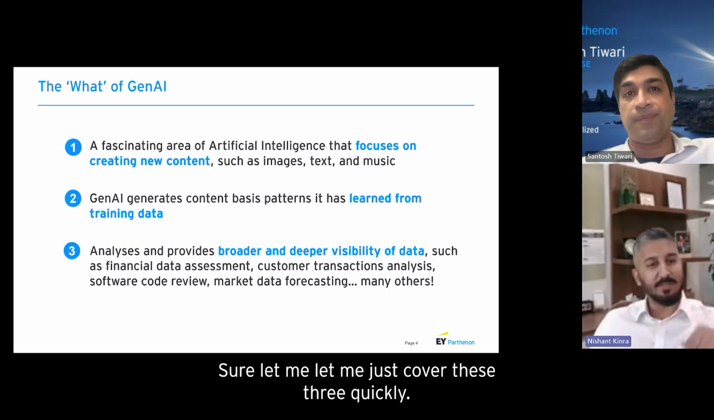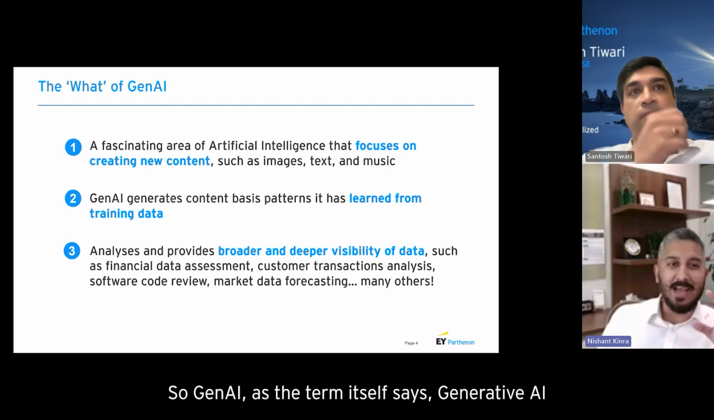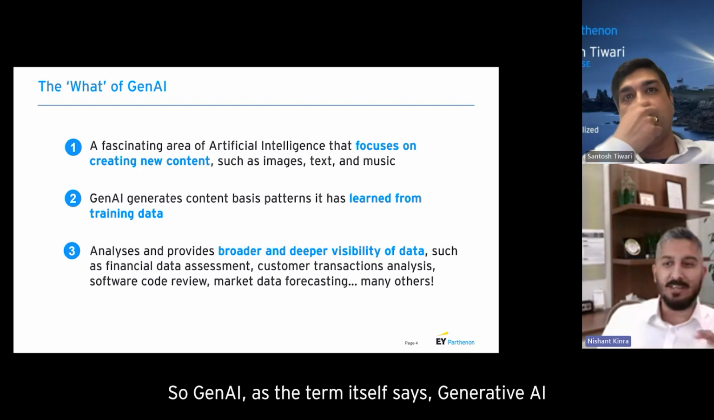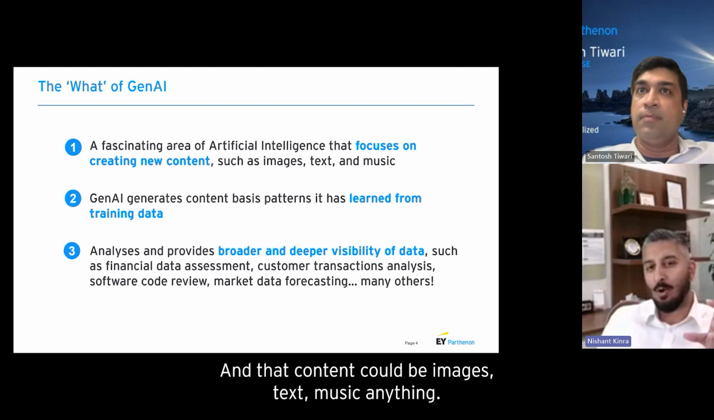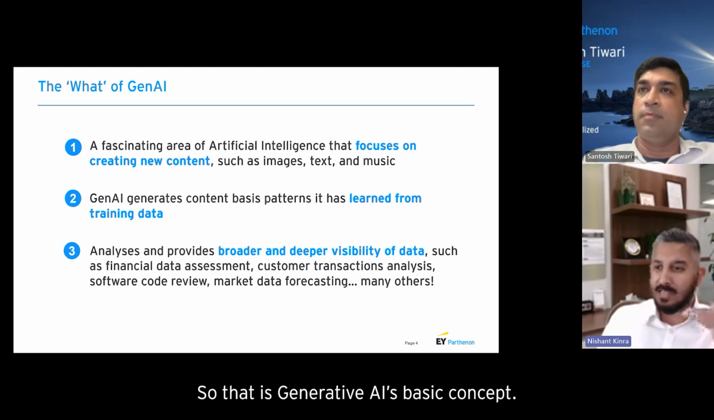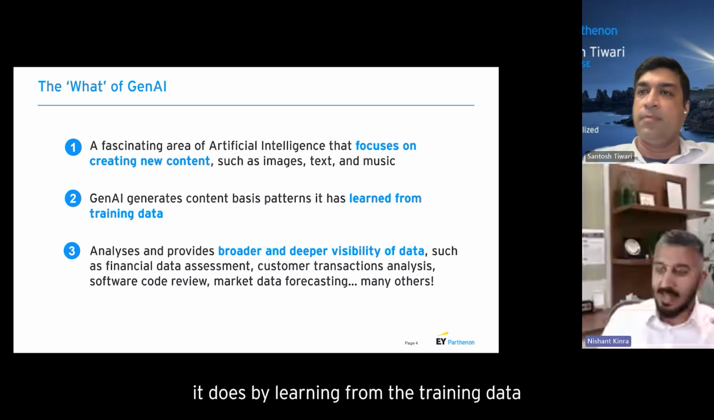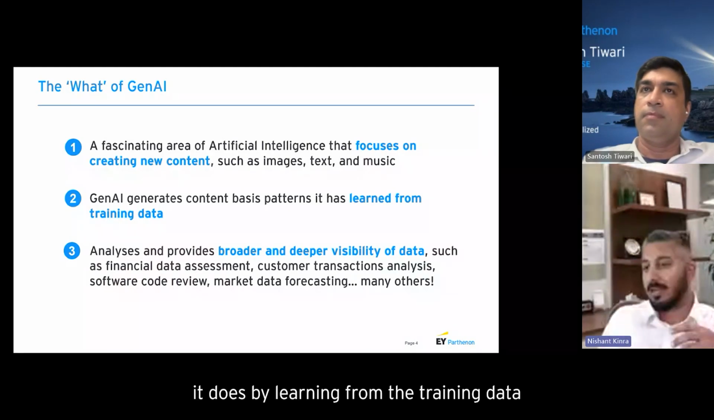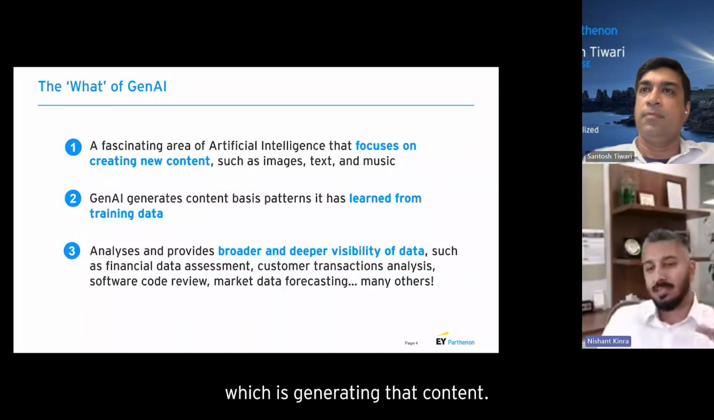Sure. Let me just cover these 3 quickly. So what is Gen AI? Gen AI, as the term itself says, generative AI. So what does it mean? It's focusing on creating content, and that content could be images, text, music, anything. So that is generative AI's basic concept. But what's the second one? How does it do it? It does it by learning from the training data. It's all based on that training data that is fed into the models, which is generating that content.